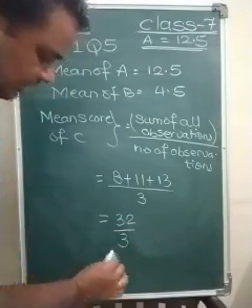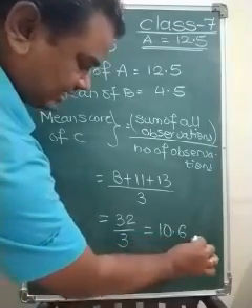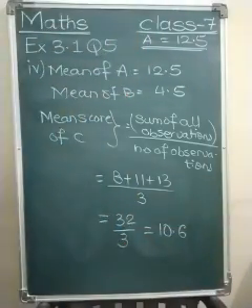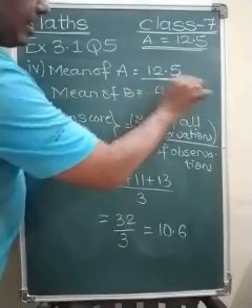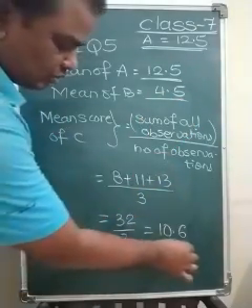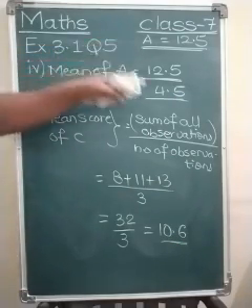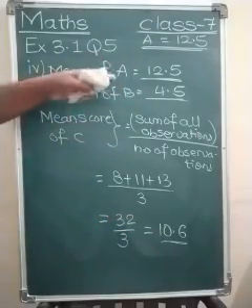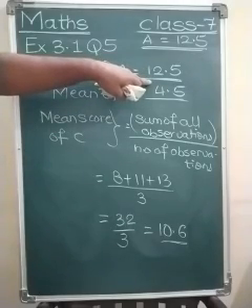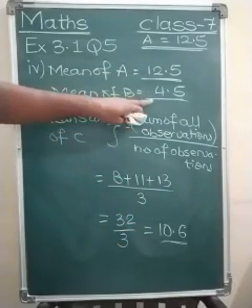32 divided by 3. If you divide it and see, the answer comes to 10.666 and so on it will go, but we will take only these two. So now here mean score of A equals to 12.5, mean score of B equals to 4.5, and mean score of C comes to 10.6. That means when we compare all the three players, player A is the best performer, player C is the second best performer, and on the third position is player B.